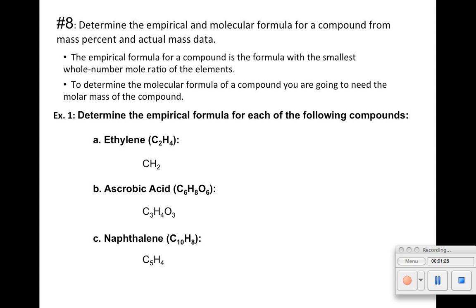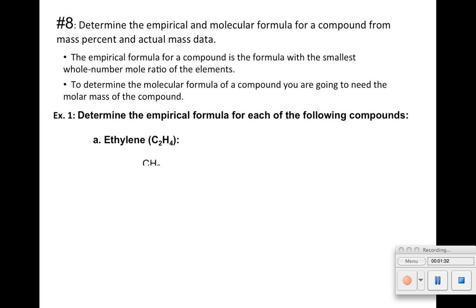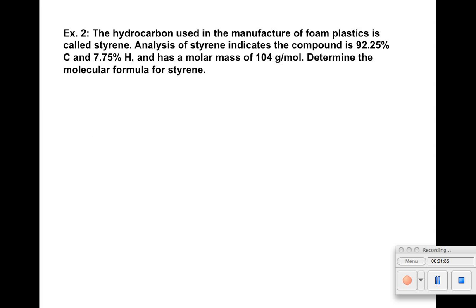Now let's do a math problem that actually has you determine the empirical formula. So let's look at example number 2. It says that the hydrocarbon used in the manufacture of foam plastics is called styrene. Analysis of styrene indicates the compound is 92.25% carbon and 7.75% hydrogen and has a molar mass of 104 grams per mole. Determine the molecular formula for styrene.